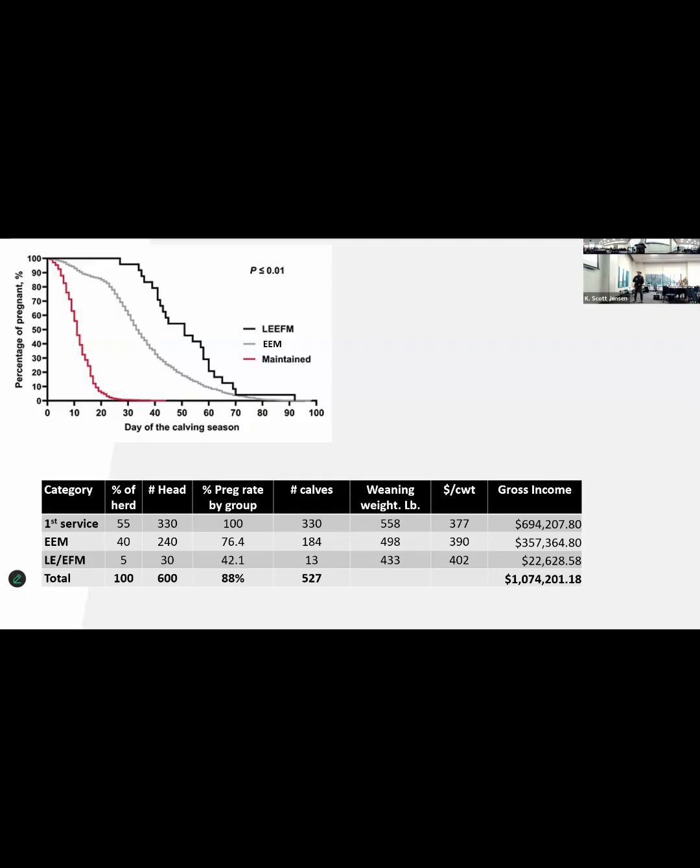But anyway, so if we look at this, maybe we're doing a little better job. And we get about 55% of those cows bred AI.